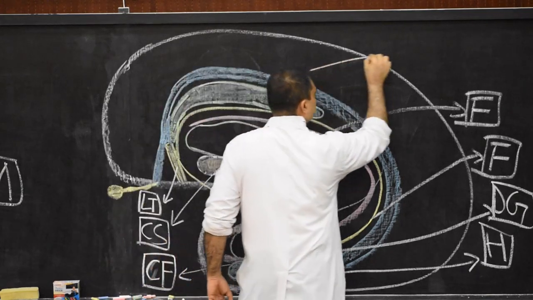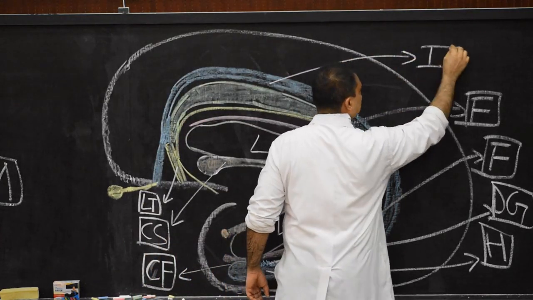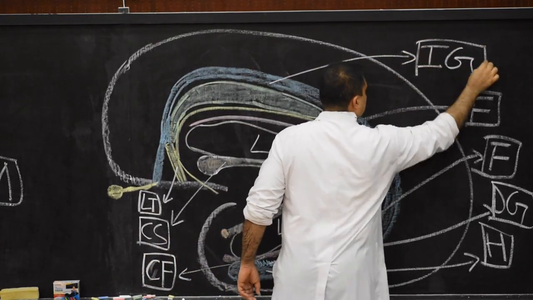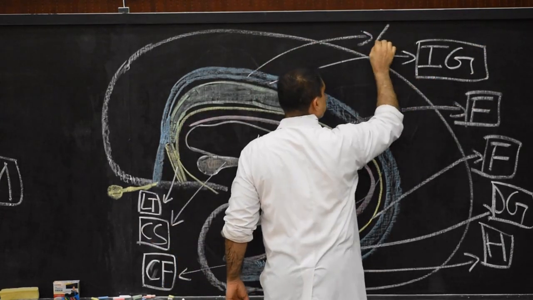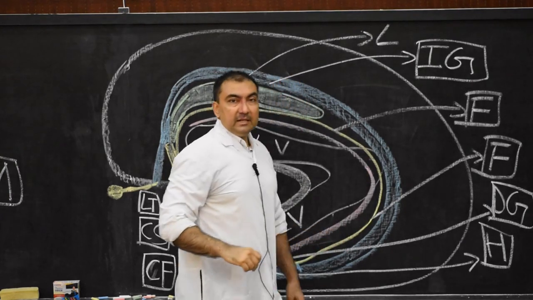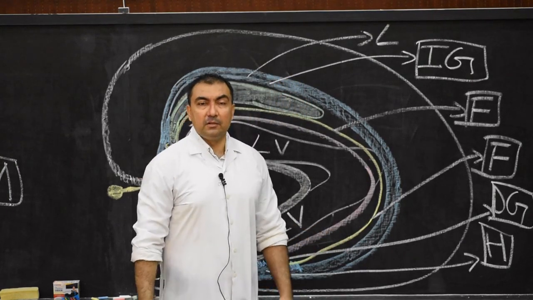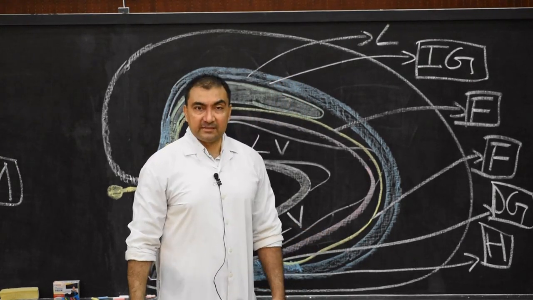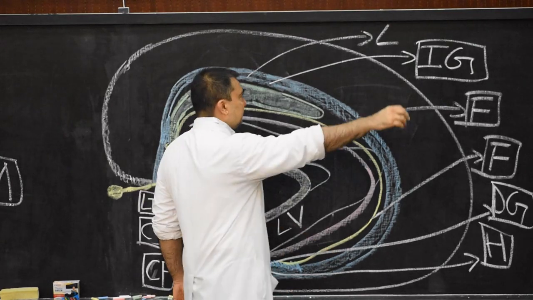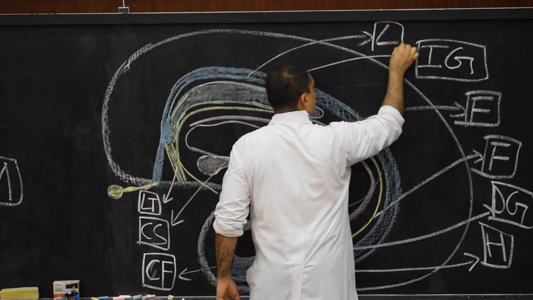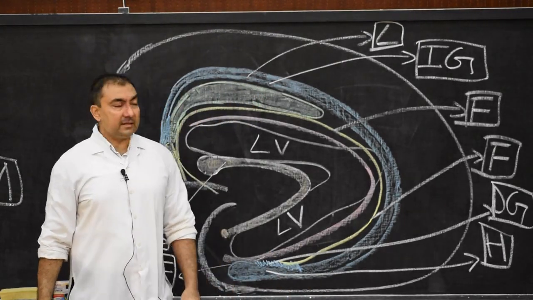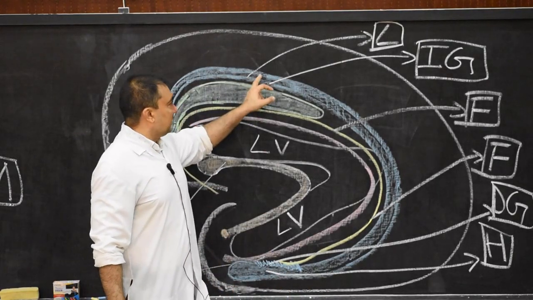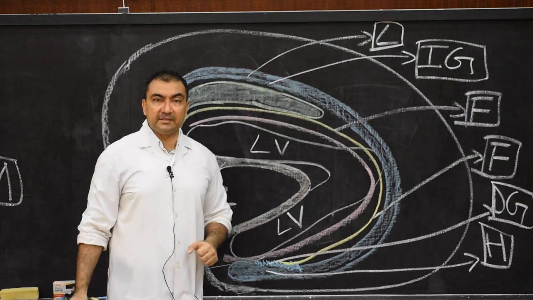and that important structure will be known as the indusium griseum, as well as the medial and lateral longitudinal bodies. So these medial and lateral longitudinal bodies, or medial and lateral longitudinal stria, will develop along with the indusium griseum. What are those structures?